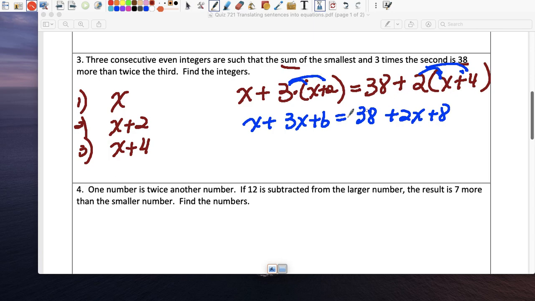So we did the distributive property. Second thing, I look at the left side. Can I combine anything? Yeah, I combine the x and the 3x. That gives me 4x, and then plus 6.